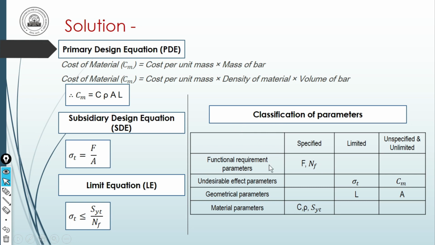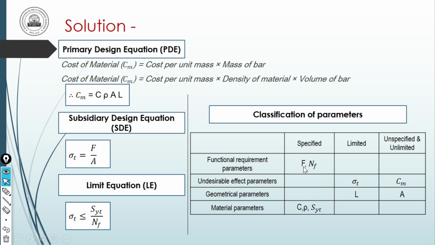So classification is based on the functional requirement parameter, then undesirable effect parameters, geometrical parameters and material parameters. Now in the theory of optimum design itself, we have seen that to achieve the optimum design, we have to reduce or we have to eliminate the undesirable effect parameter. Now how these parameters can be classified? The parameters can be classified as specified parameters, limited parameters, and some parameters are there which are unspecified and unlimited. So here in our problem statement, force is known, factor of safety is known.